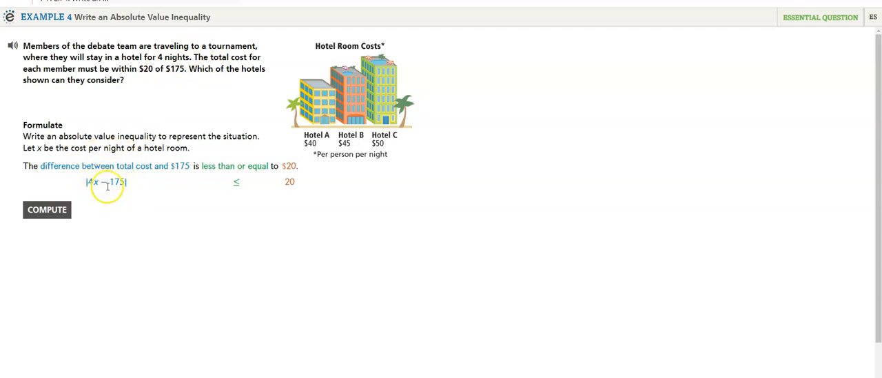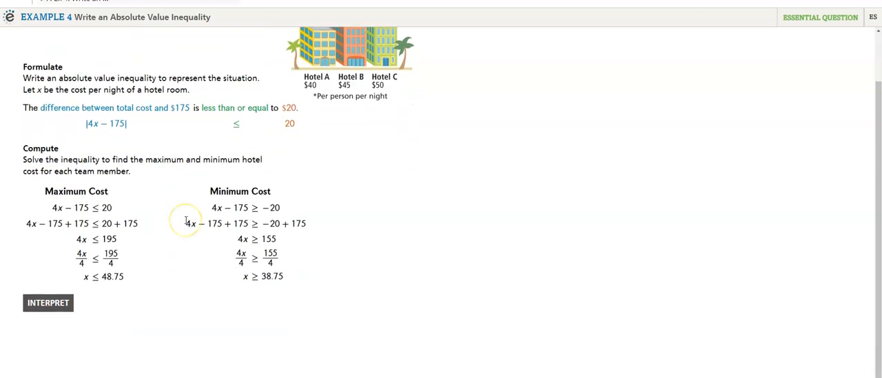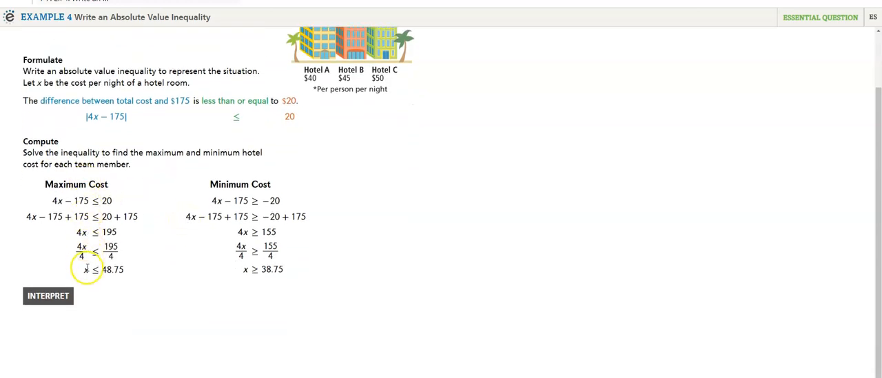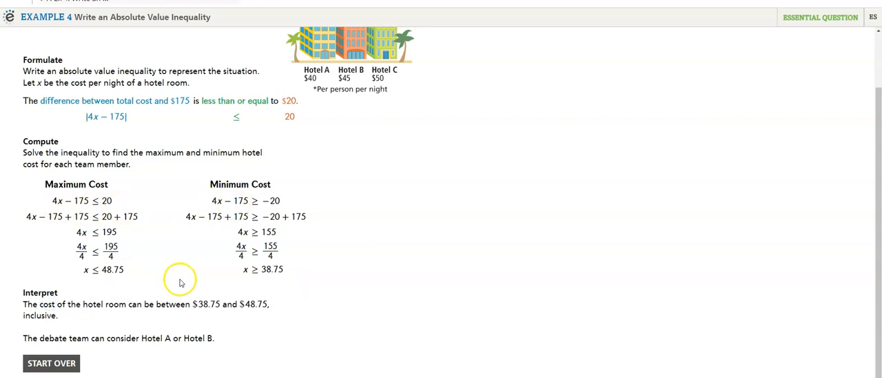Okay, so because of this, we're then going to say that it has to be less than or equal to a $20 difference. Then we're doing the same thing we did previously. We're going to find the maximum cost and the minimum cost just by solving our equations for x. So we solved here for x and solved here. What this means is that the cost of the hotel room can be between $38.75 per person per night and $48.75 per person per night inclusive. So therefore, they can choose Hotel A, that falls between those two numbers, or Hotel B. They cannot use Hotel C.